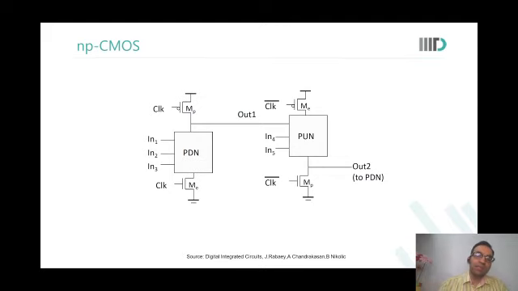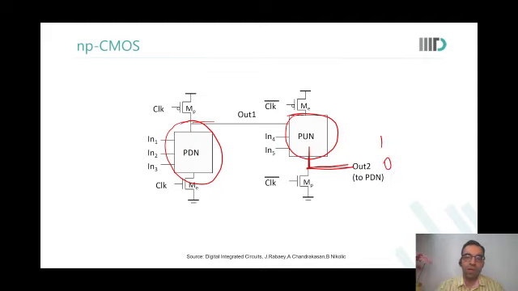Another way to cascade is using NP-CMOS. What does this mean? The first pull-down network, if it is made out of NMOSes, you cascade it with another gate which has not a pull-down network but a pull-up network. And this out 2 is recharged to 0 instead of 1. So this is a flipped dynamic gate. Over here clock is coming, so over here clock bar is coming.